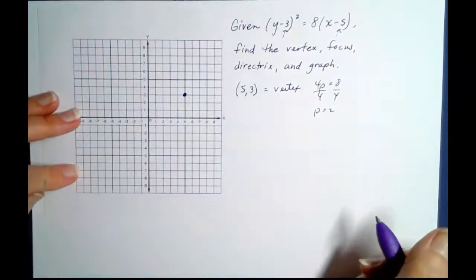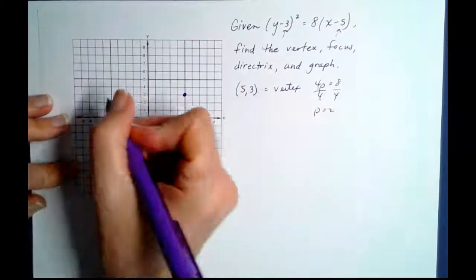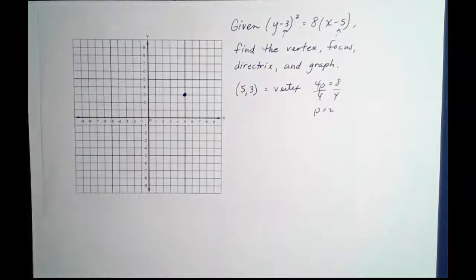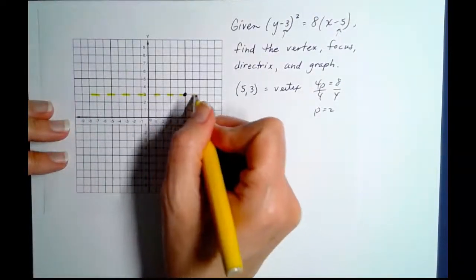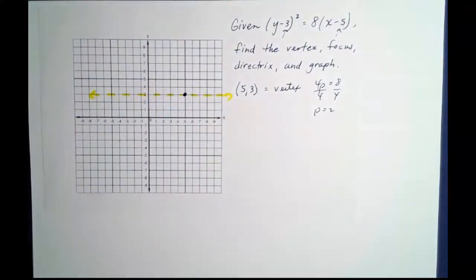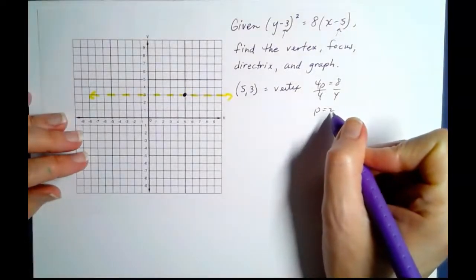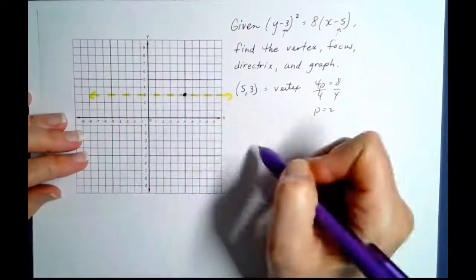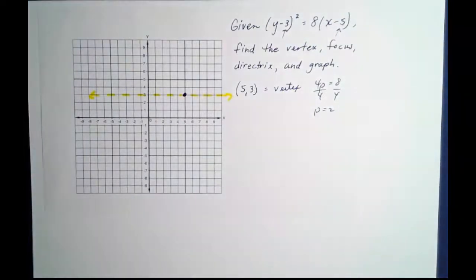There's our vertex. We know that this is going to have a horizontal axis of symmetry. So we've got a horizontal axis of symmetry here. I'll do that in yellow. Remember, the axis of symmetry is an auxiliary line, therefore it's going to be broken or dashed. So will the directrix. We'll get to that in just a moment. If p is positive 2, that means that it's going to open to the right. P also tells us how far away the focus and the directrix are from the vertex.